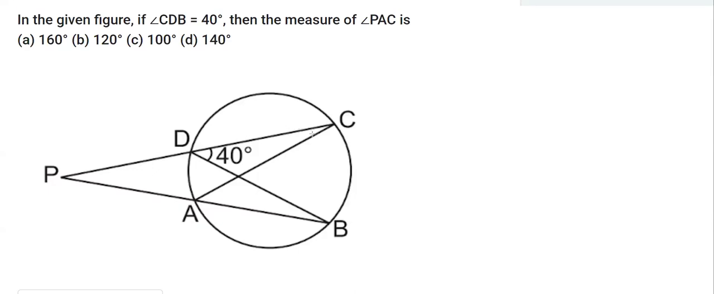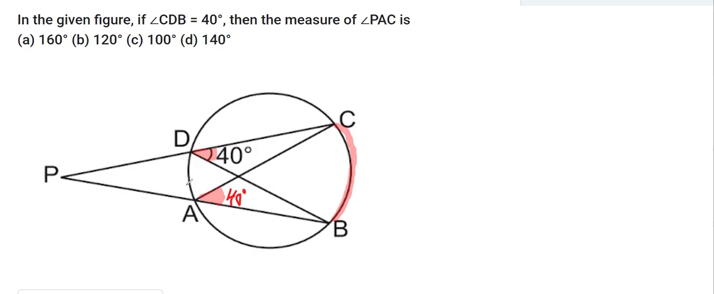Here in this figure, we are given the value of angle CDB, which is mentioned as 40 degrees. But you can observe that this angle is subtended by arc BC, and the same arc BC is also subtending an angle on the same segment. So by using the property that angles on the same segment are equal, I can write the value of this angle as 40 degrees.